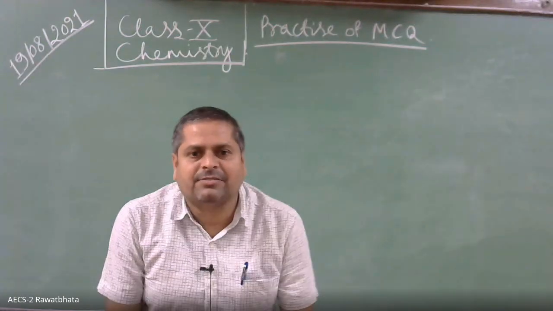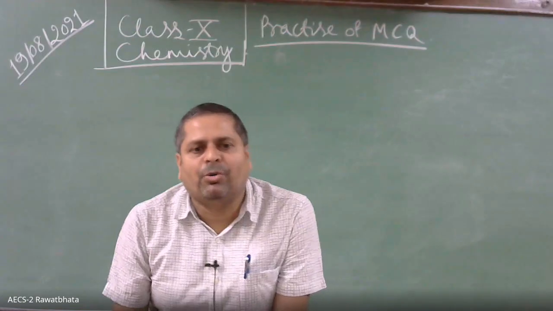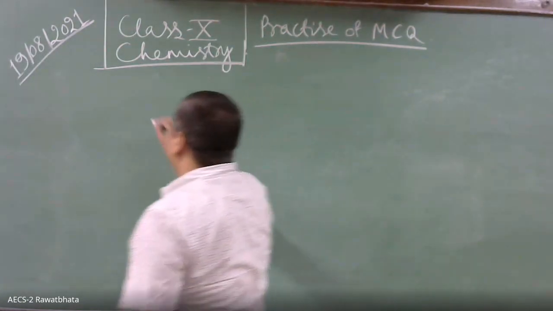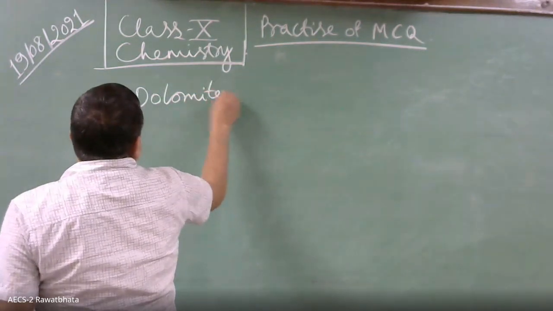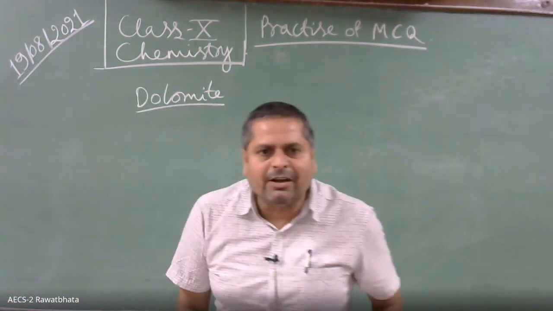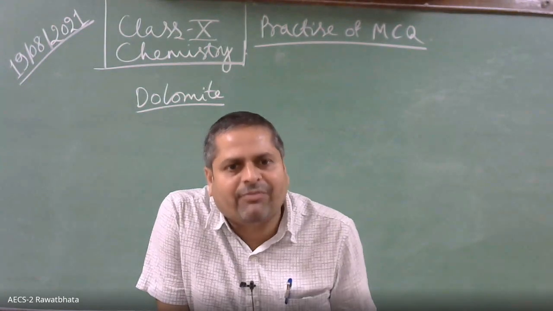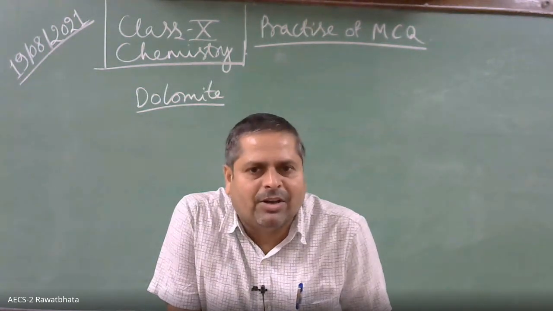Sir, I also have a doubt. Please, Manali. Sir, what is dolomite? Dolomite. Very good. Dolomite is an ore of aluminium and magnesium. Please write down, everyone. Dolomite is an ore of aluminium and magnesium. Please write down.